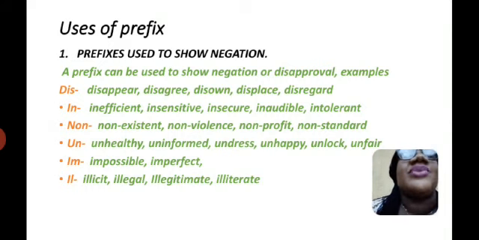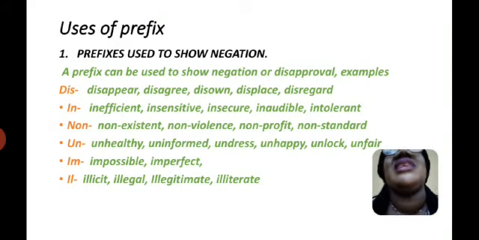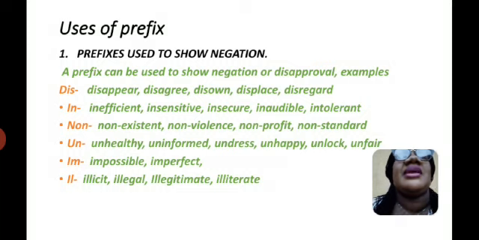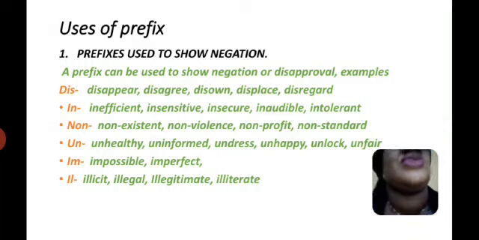For example, we have dis: disappear, disagree, disown, disregard, that is, do not regard, disapprove of what he's saying, disregard it. Then we have in: inefficient, insensitive, insecure, inaudible, intolerant. They are all showing negation. When somebody is not tolerant, that person is intolerant. That is showing negative attitude to tolerance.